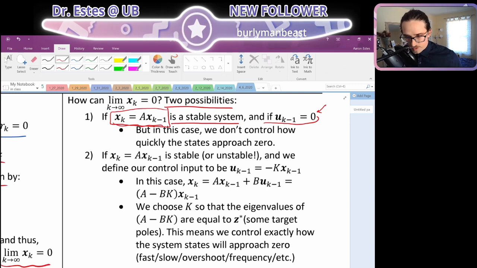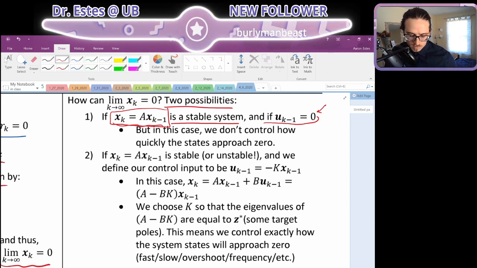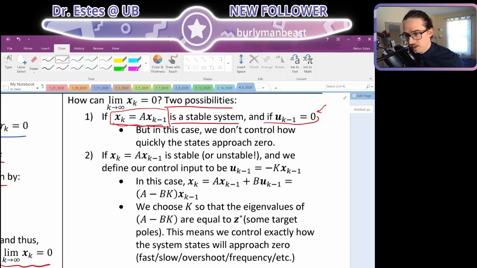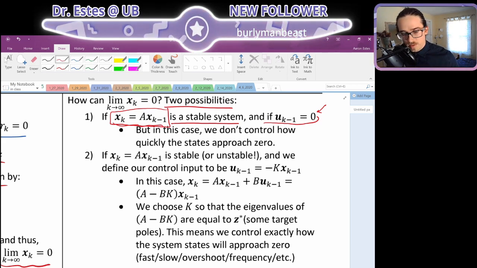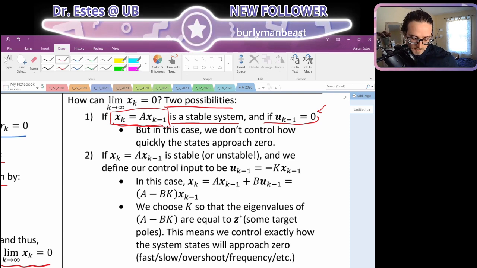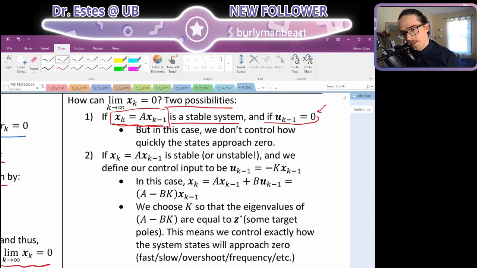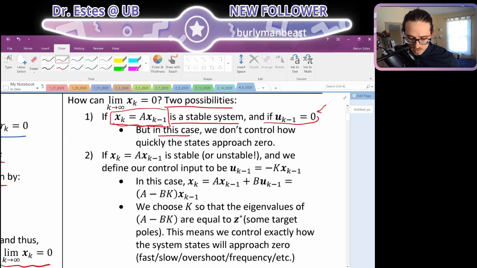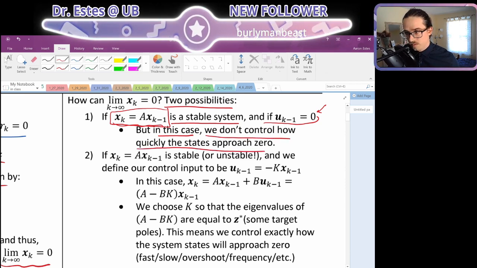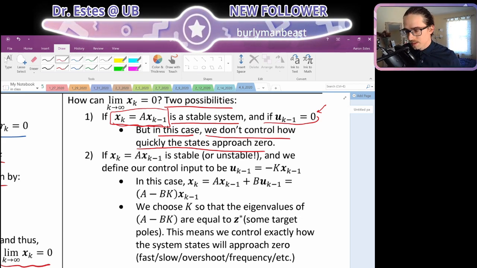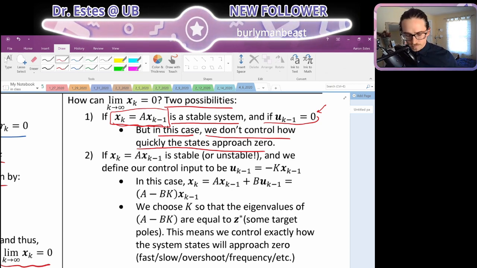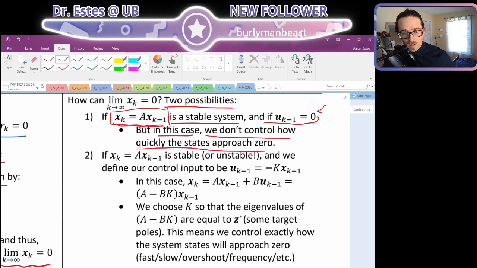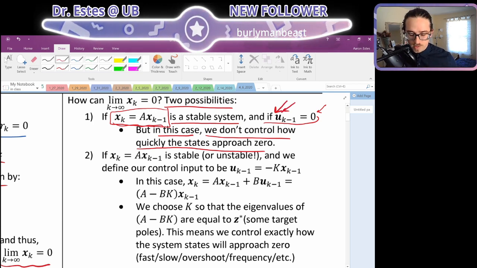So if our system is stable in the first place, then the regulation problem can be easy because that system will tend to go to 0 by itself. All right? But there's a caveat here. In this case, if we're not using a control input, we don't control how quickly it goes to 0. The system's just doing that on its own. So it could be a stable system that slowly decays to 0. Well, what if you want to do it a little faster? Well, then you're going to have to start using some control to help it reach there.